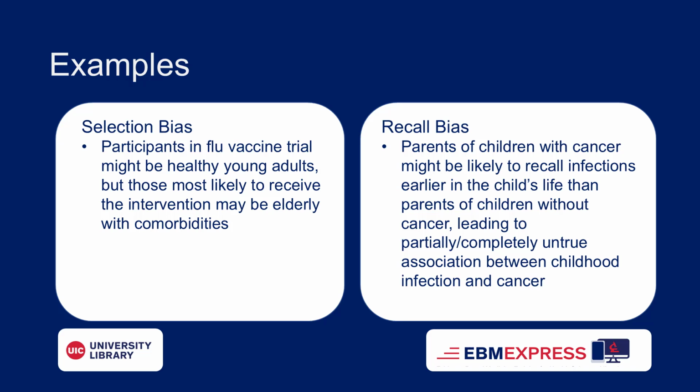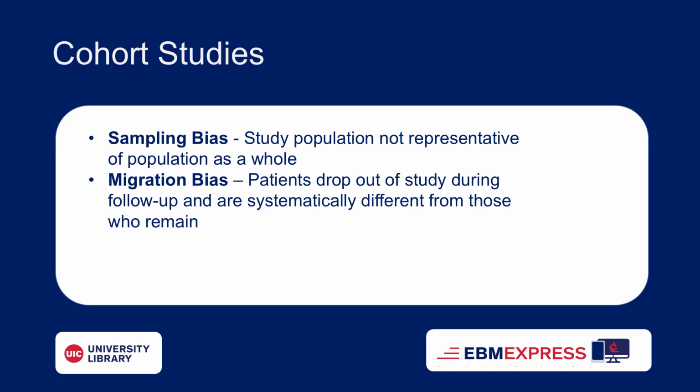For recall bias, parents of children with cancer may be more inclined to remember infections that occurred earlier in their child's life compared to parents of children without cancer. This can create a misleading or inaccurate association between childhood infections and the development of cancer. Cohort studies might contain sampling bias or migration bias.